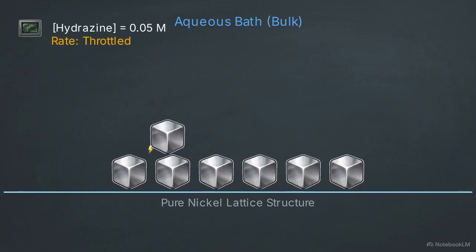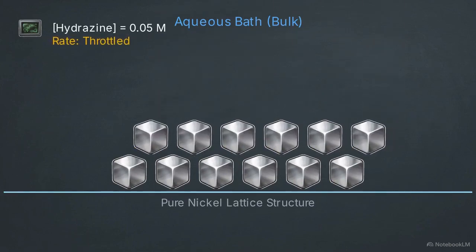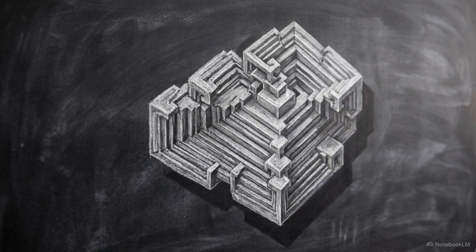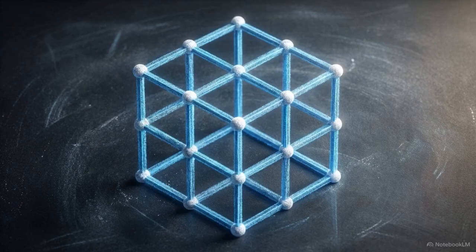By throttling the reduction speed, the nickel atoms are given the necessary time to arrange themselves into orderly, flat crystalline structures before the next layer forms. In electroless systems, molecular concentration functions as a direct physical lever that controls the architecture of the atoms.